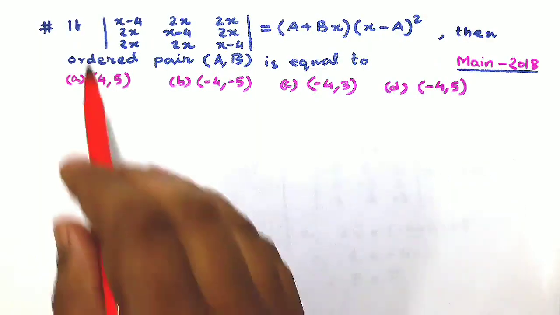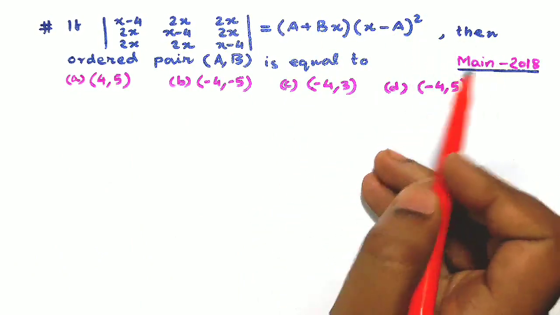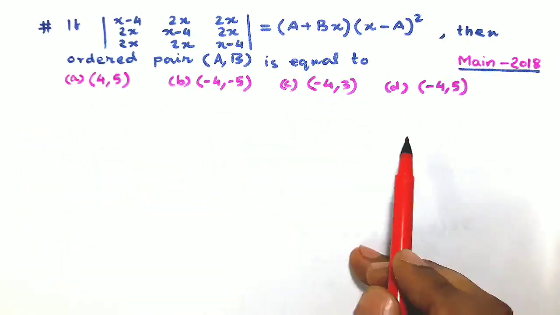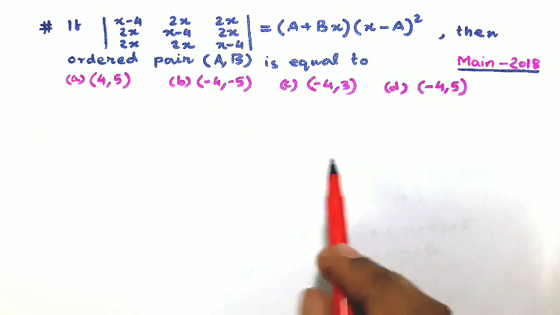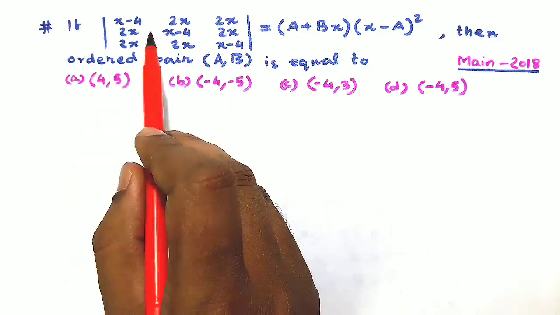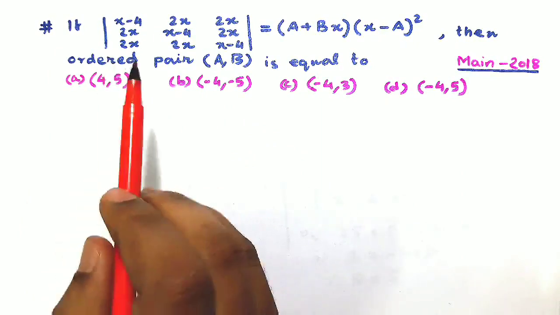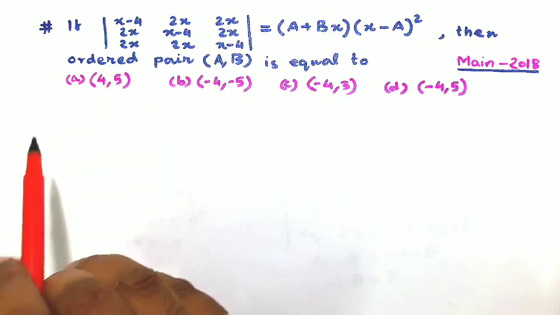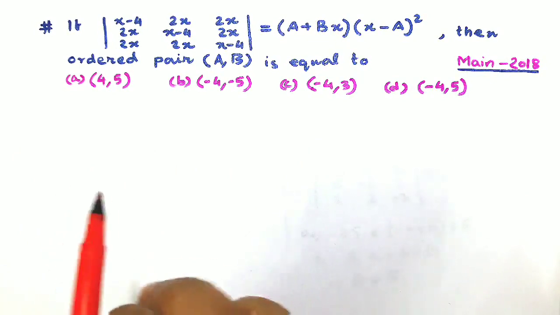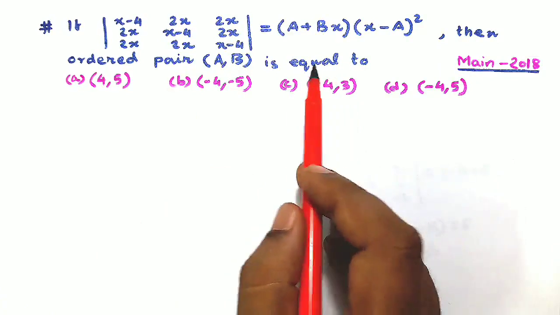Our second problem is: the determinant of this one is equal to (A plus Bx) whole into (x minus A) whole square. Then the ordered pair (A, B) is equal to which one of these options? Friends, in the traditional way you can transform row 1 to row 1 plus row 2 plus row 3, and you will get 5x minus 4, and you can take 5x minus 4 common, then the three terms will be 1 1 1, then you will make 1 0 0 and make an expression, and comparing both sides you will find the values of A and B.